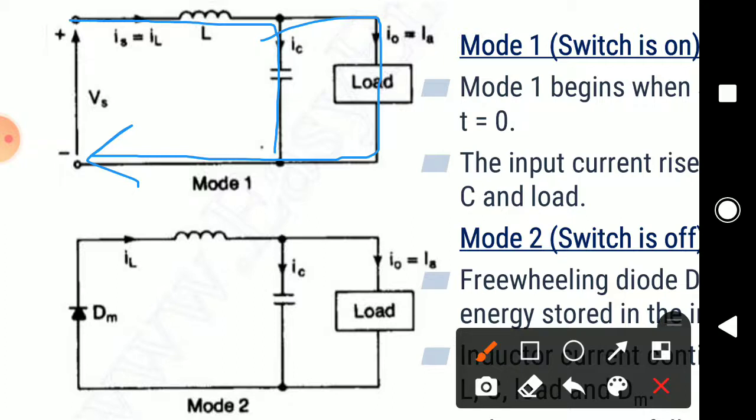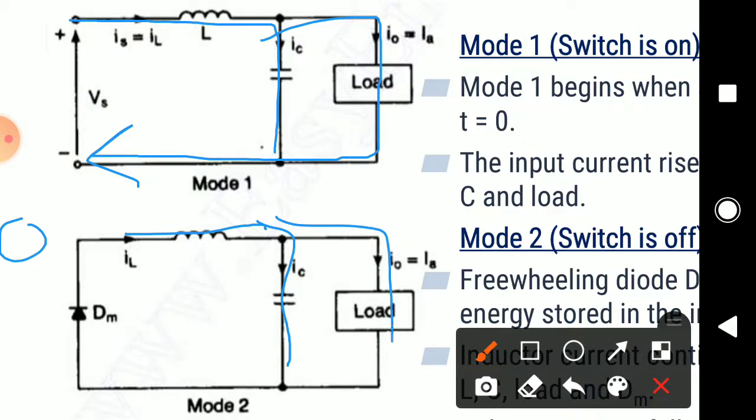And what happens when your switch is turned off? You can see over here our switch was present, and because the switch turned off, it got open circuited. And now what is going to happen? The energy which was stored in your inductor will get released, and the current will start to flow through the inductor. The current will be decreasing. The current through the capacitor will decrease.